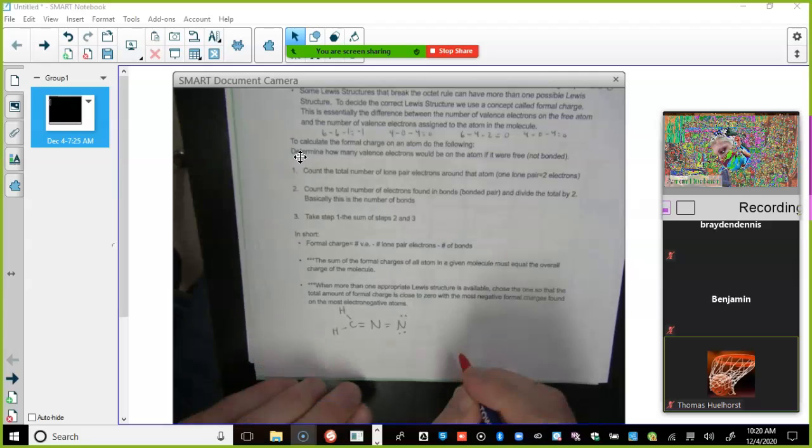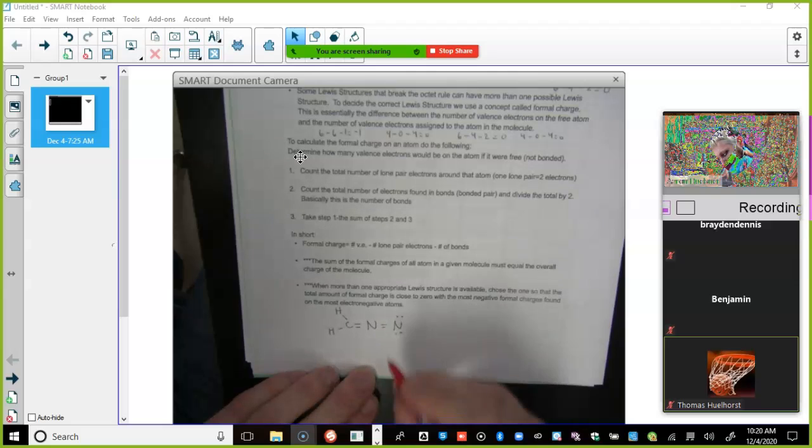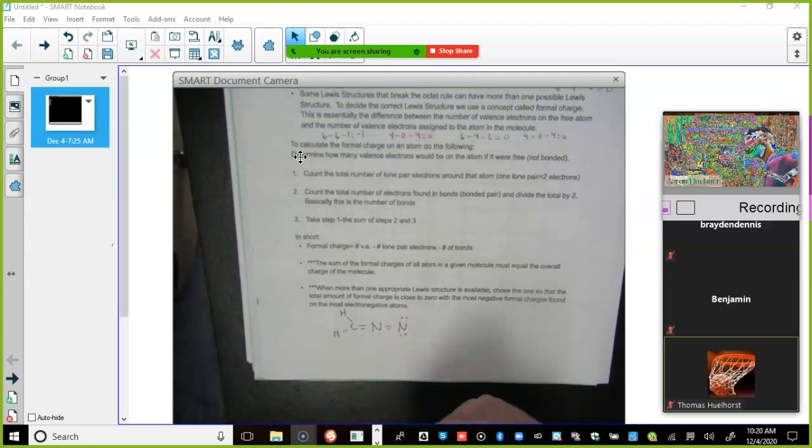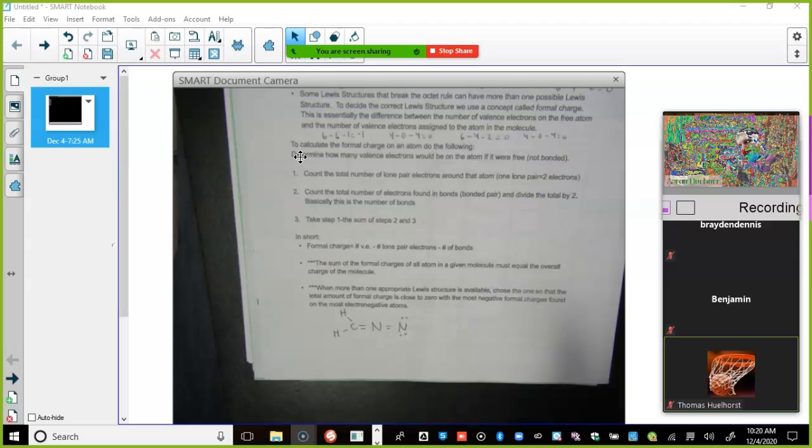Actually, what we can do, let me try to make a different Lewis dot structure. If I can, maybe I can't on this one. Yeah, I think this one only has one. So in this case, we're just looking at what are all the individual formal charges. I'll pause this, give you some time to work on it.